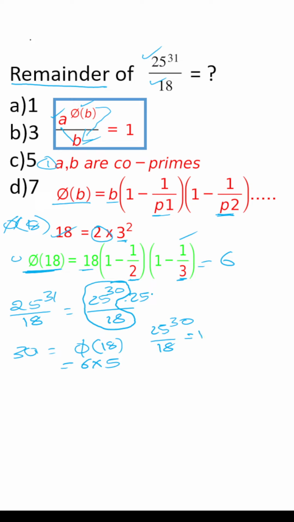What is remaining? The remaining is 25. Now 25 when divided by 18, what is the remainder? This is 7. The final remainder will be 7, that is D as our answer.